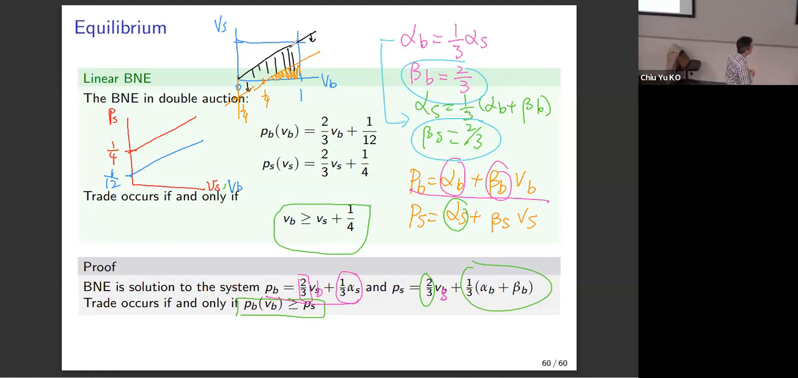But I hope that gives you some idea how we solve, because it's very common to see this kind of linear strategy when you think about Bayesian Nash equilibrium.